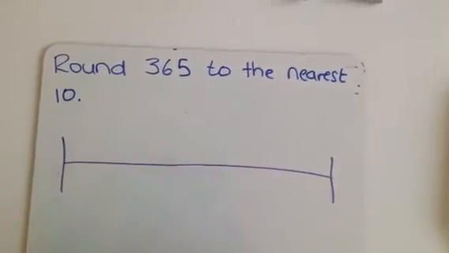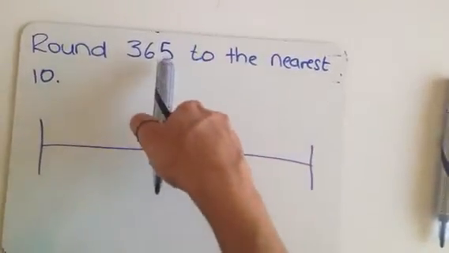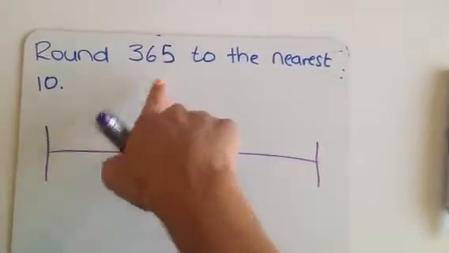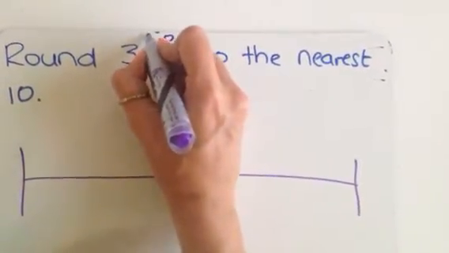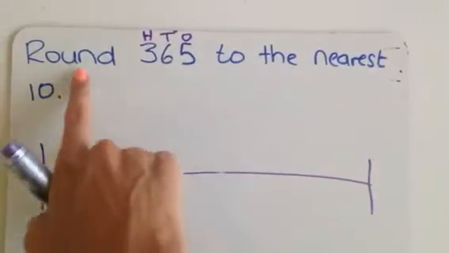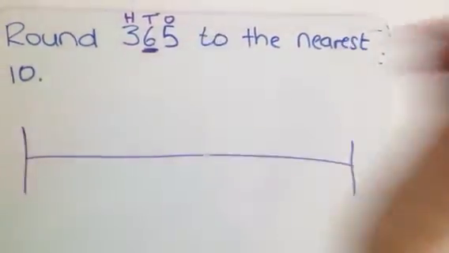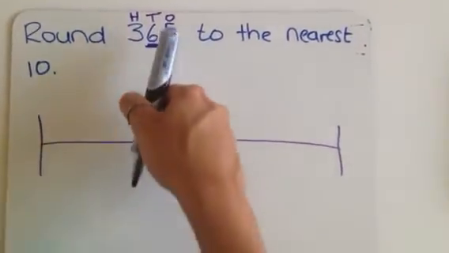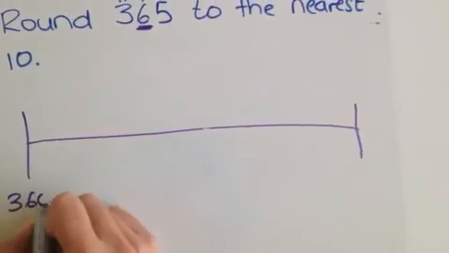So the first thing you do is to draw the number line, and you need to give each digit in the number its place value. So 5 is in the ones place, 6 is in the tens place, and 3 is in the hundreds place. The question says round to the nearest 10, so I'm concerned with the number that's in the tens place. So you begin your number line by plotting the lower 10 in 365, which would be 360.